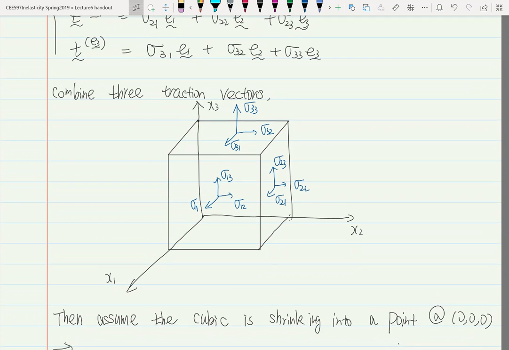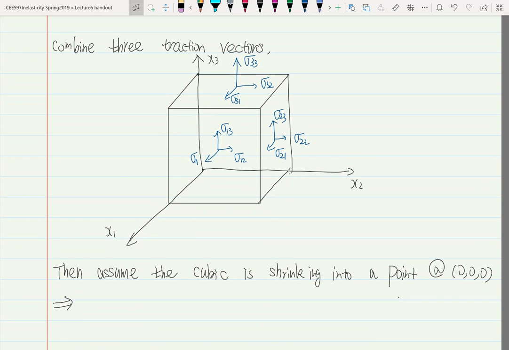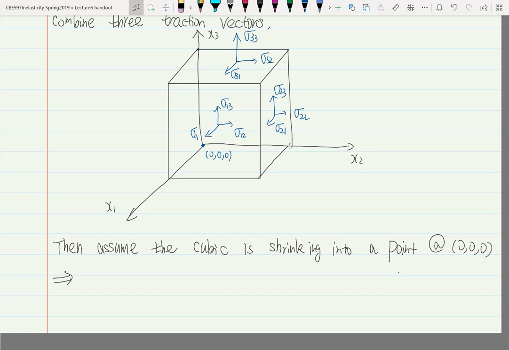Once you combine all three traction vectors onto this small cube, we assume this small cube is shrinking and shrinking, getting smaller and smaller until it becomes just a single point at the origin, 0, 0, 0. In that case, all three traction vectors, in this case 9 components, are acting at the origin. So they are your stresses acting at the origin.